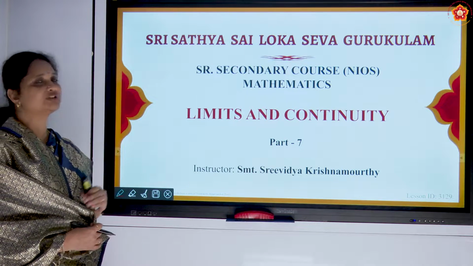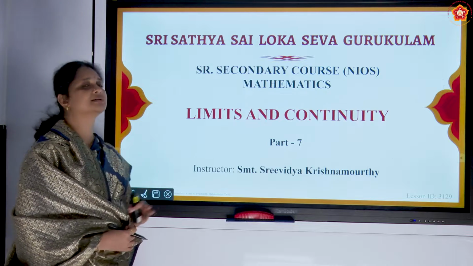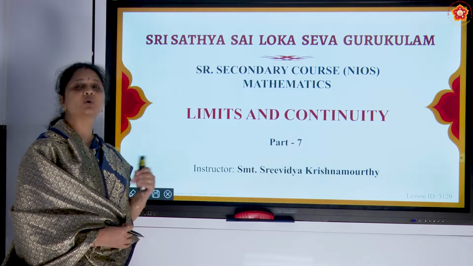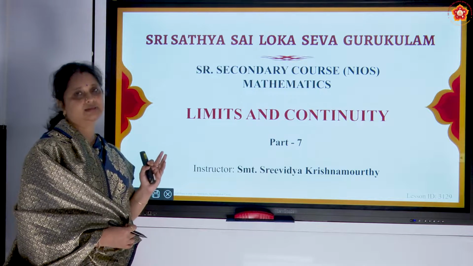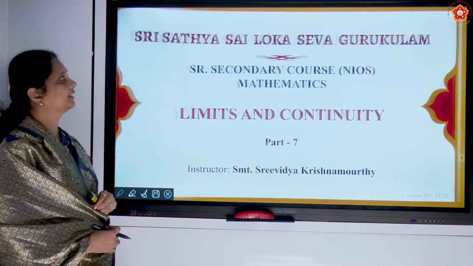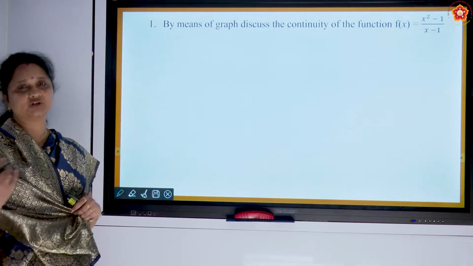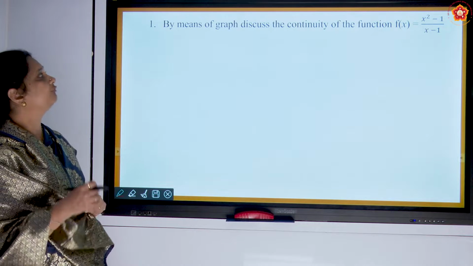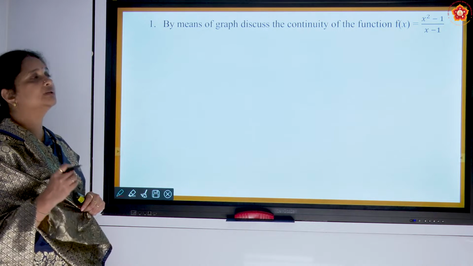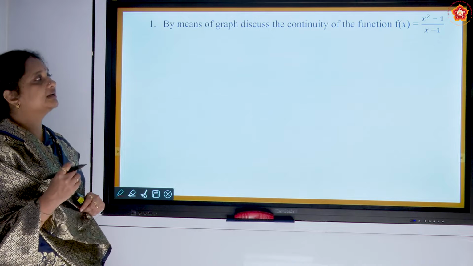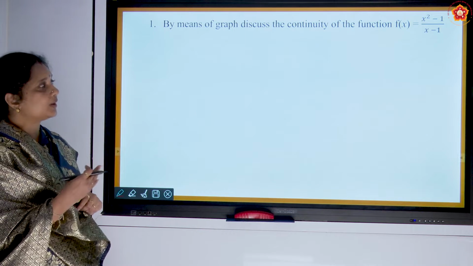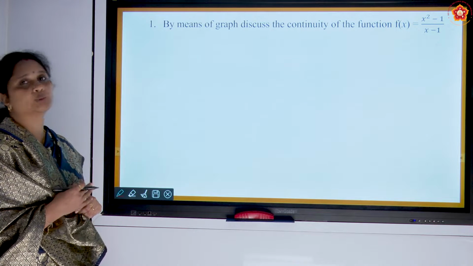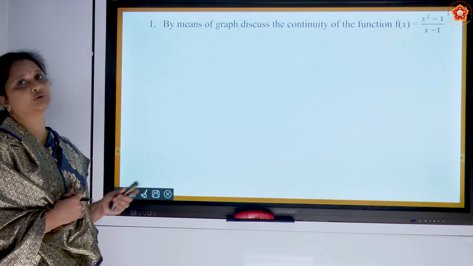So let's move on with today's class. We've been learning limits and continuity. In the last class, we saw what is continuity, and we are going to continue with the same concept in today's class. So the first question for the day is, by means of graph, discuss the continuity of the function f of x is equal to x square minus 1 by x minus 1. So we're going to see whether this particular function is continuous. So let's see how we are going to do it.